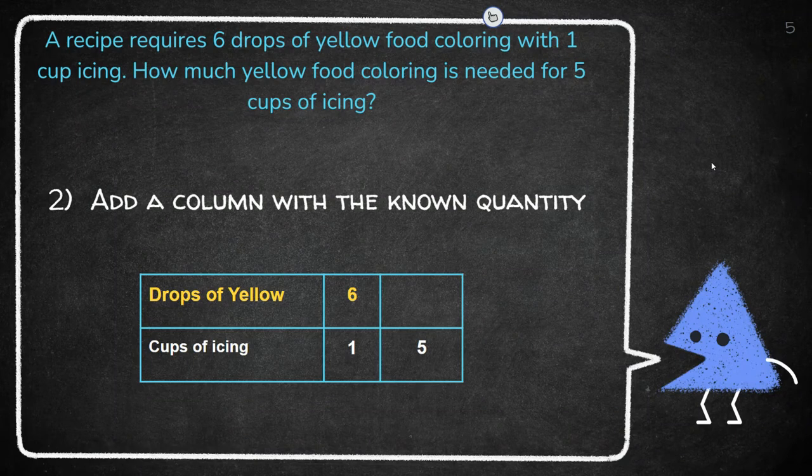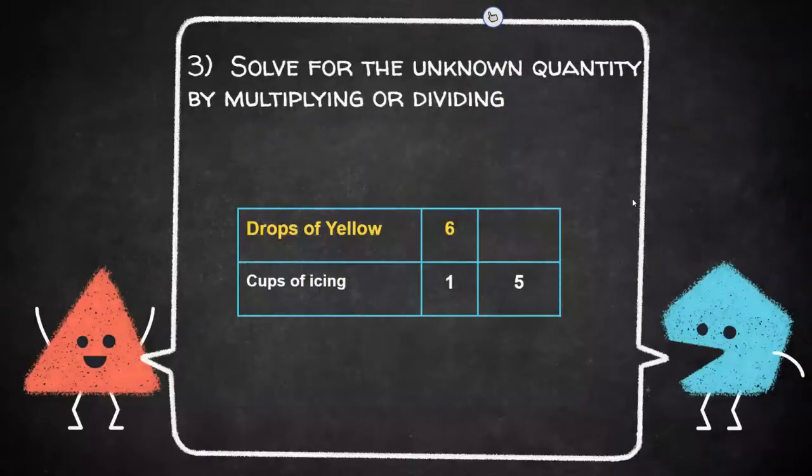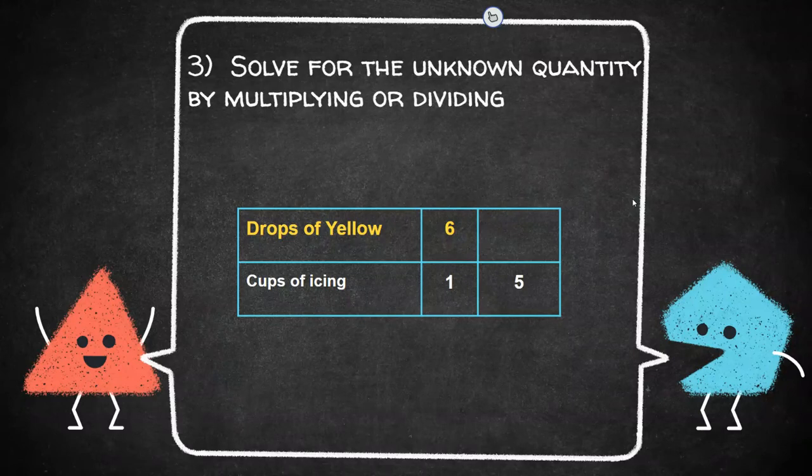And many of you are already seeing what the answer is, but we are filling out a chart right now, so you got to do it my way. Okay. And now the last part, the hardest part, is to solve for the unknown quantity by multiplying or by dividing.